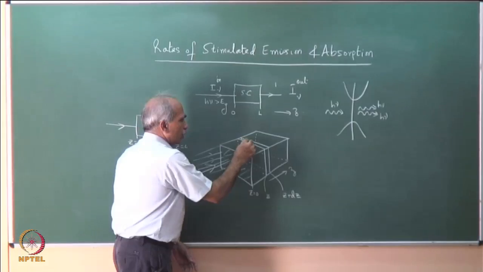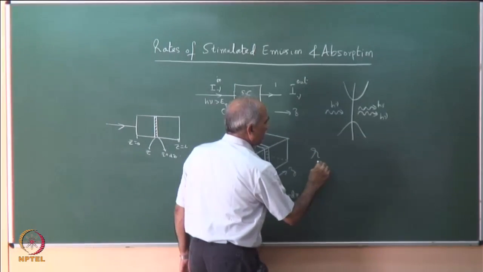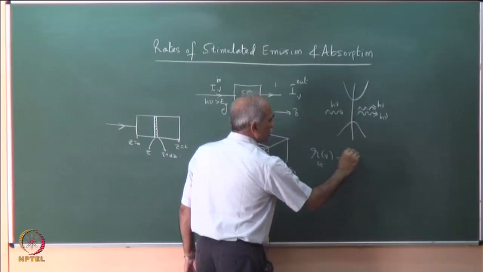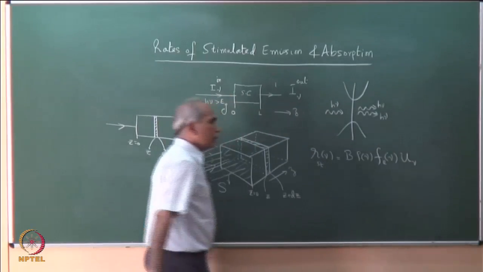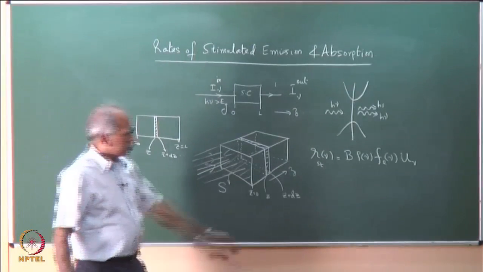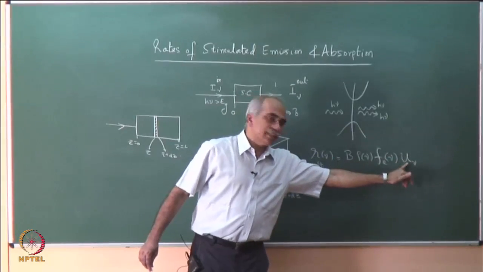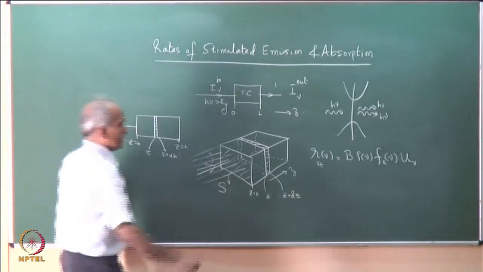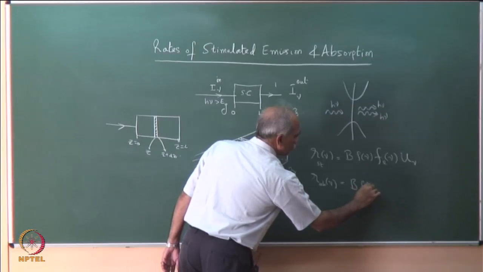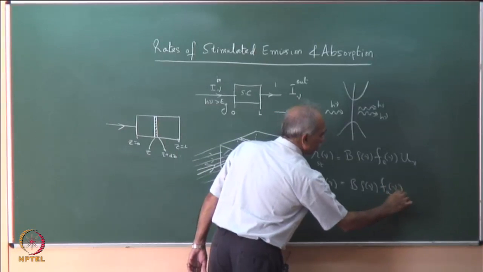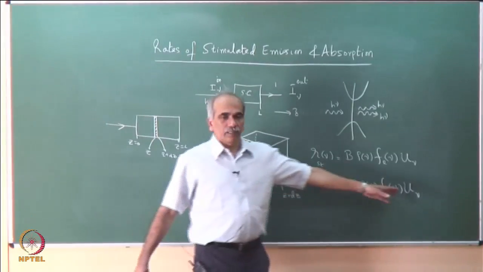If I consider this small volume element, we know that the rate of stimulated emission at a frequency nu is equal to B into rho of nu into F E of nu into the energy density u nu. Rate of stimulated emission is equal to the Einstein coefficient, joint density of states, probability of emission and energy density u nu, and rate of stimulated absorption or simply absorption is equal to B into rho nu into probability of absorption into u nu. Both stimulated emission and absorption depend on the energy density of the radiation u nu.